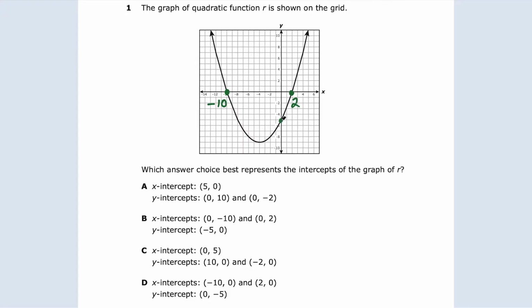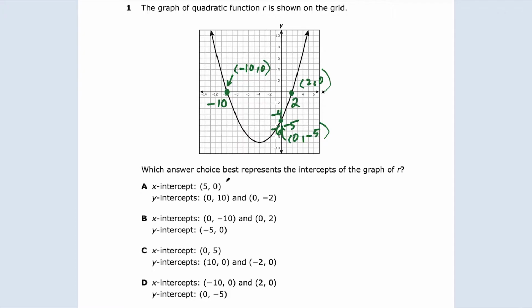And if we look over here, we can see that the graph is crossing the y-axis at -5, right between this number here, -4, and this number here, -6. So at -5. So we have x-intercepts of -10 and 2, but they're written as pairs of points here. So this would be the point (-10, 0), and this would be the point (2, 0). And then down here at -5, that y-intercept we would express as (0, -5).